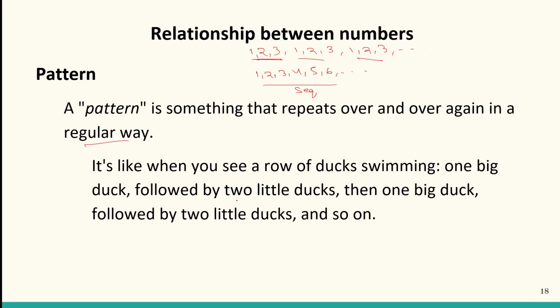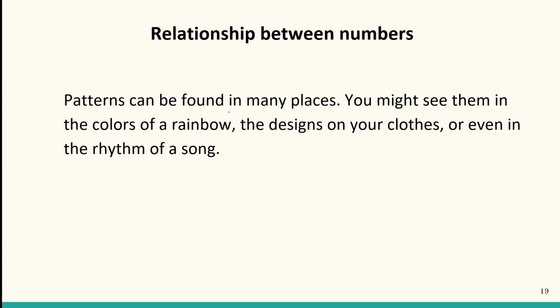Let's get to the next. Patterns can be found in many places. You might see them in geometrical objects. In nature, the number of petals in a flower is a pattern. If you see 5 petals in a rose, you will see that most of the roses that bloom on that tree have 5 petals. That pattern continues. In a rainbow, you always see that curve, right? You never see a straight rainbow, you always see a curved one. You can also find patterns in the designs on your clothes or even in the rhythms of songs. Okay, let's end the lecture here. Thank you.